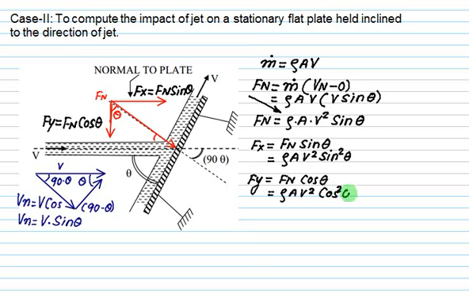So we have two components. One is sin square theta and one is cos square theta. The second component will be cos theta into sin theta. That can be written as 1 by 2 times rho times A times V square. Is it sin of 2 theta?